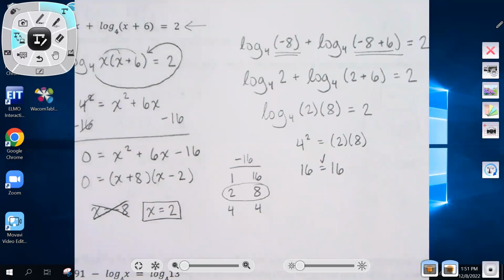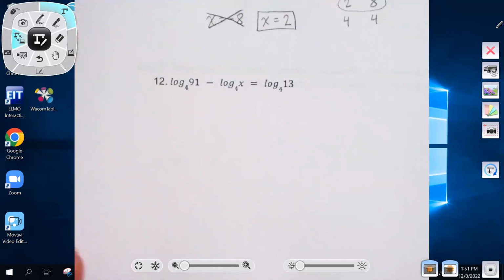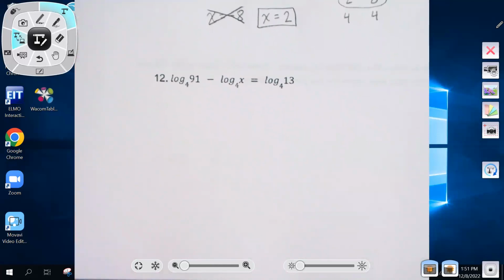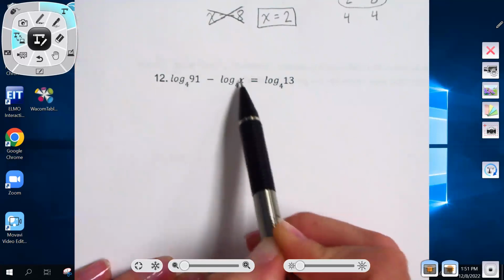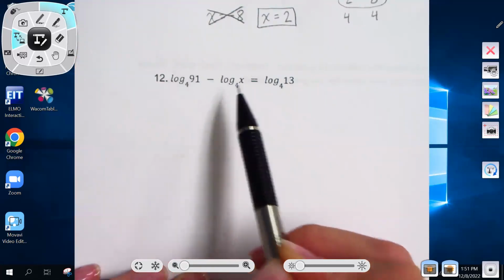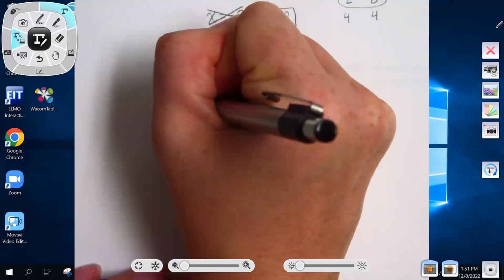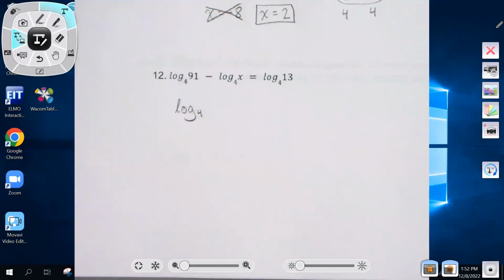Okay, number 12. On number 12, again, we have more than one logarithm on this side of the equal sign. So the first thing we need to do is combine those into one logarithm. When you combine logarithms, the base stays the same. So it's still log base 4.